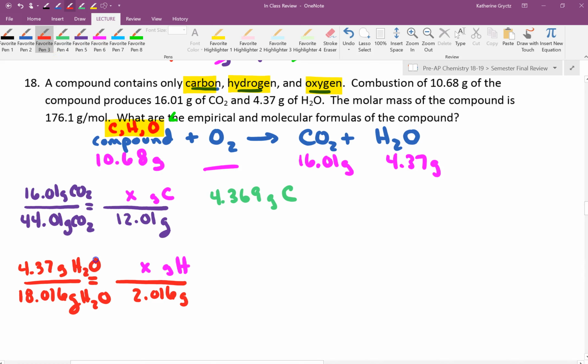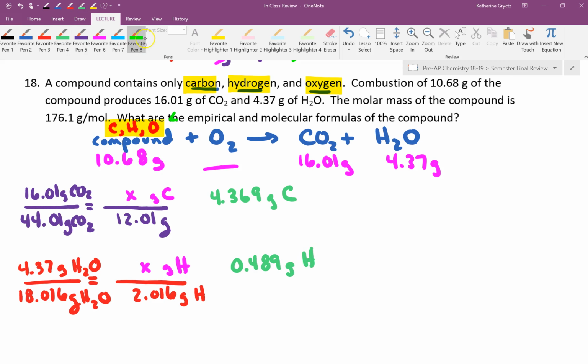Sorry, this is water. Okay, 2.016 grams of hydrogen, because in that formula, when you added that up, there are 2 hydrogens in there. So if you cross multiply here and solve for that X, you're going to get 0.489 grams of hydrogen. Okay, so that's great.